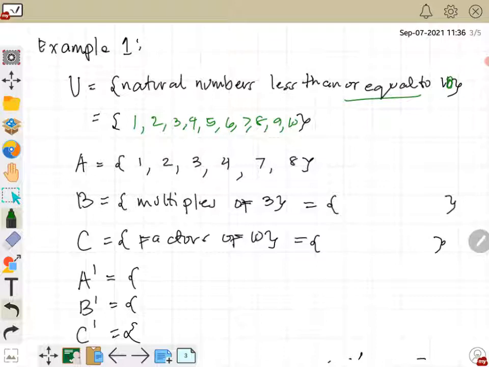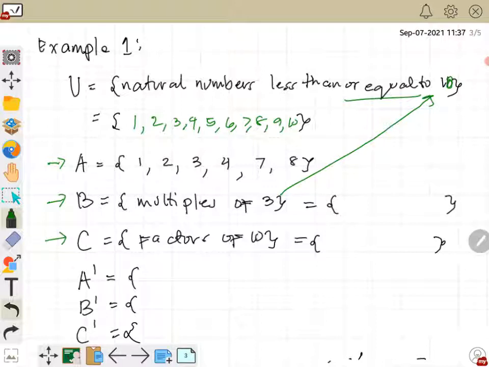Then we have other sets. A is 1, 2, 3, 4, 7, 8. Then for B, we have multiples of 3. It seems like there is no limit, but since B depends on the universal set, the multiples of 3 must also abide by this limit, until 10. And for C, factors of 10 is already a finite set.